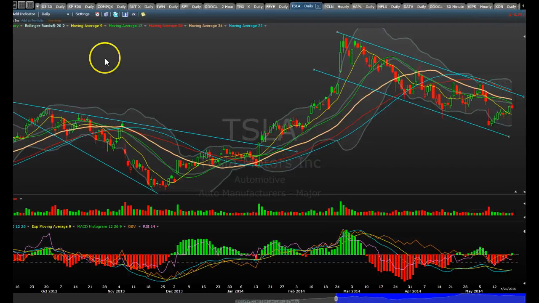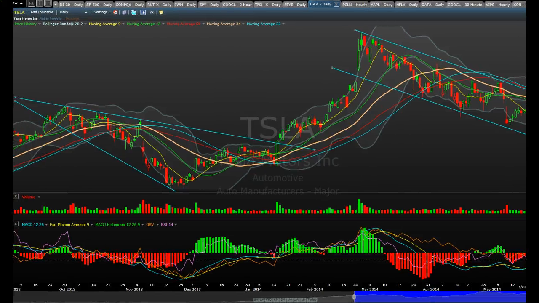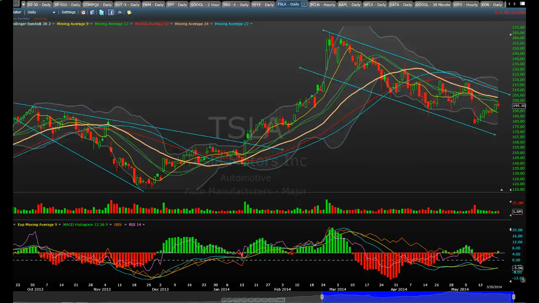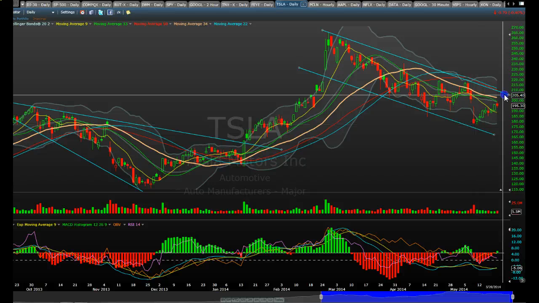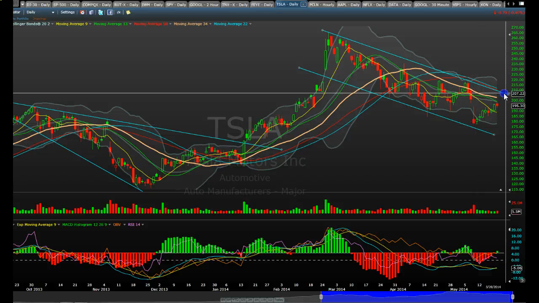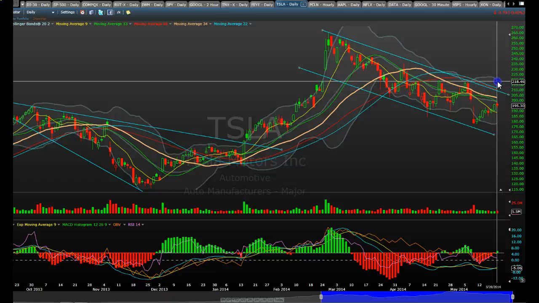Let me keep this. Don't know what happened here with this chart. Okay, keep this frame in gear. Alright, sorry about that. So here we have the channel. The top end of the channel is 207, so that's what I'm looking at on the upside. If it breaks above that, the upper Bollinger is at 220.